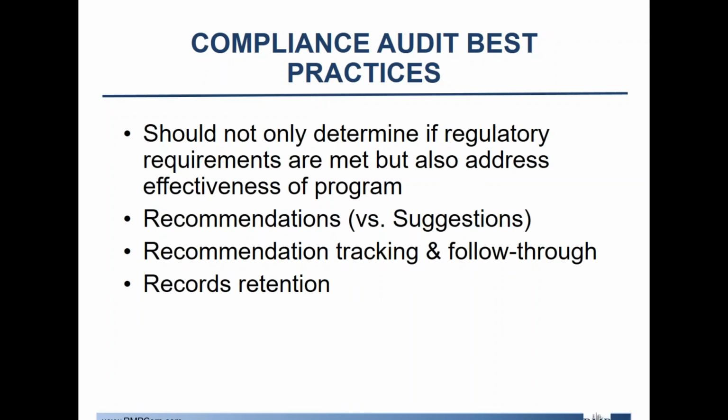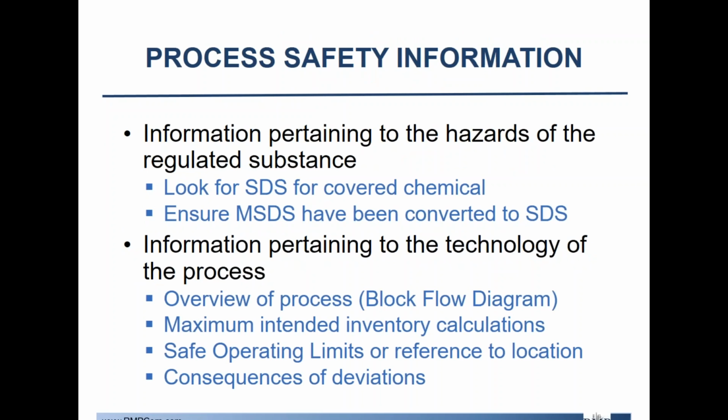Thank you, Alex. Okay, so I'm going to go over some of the common elements within the compliance audit that should be looked at. The first one is process safety information. There are three main elements here. Information pertaining to the hazards of the regulated substance. For this, you can look for the SDS for the covered chemical, and also ensure that the MSDS has been converted to an SDS. The Hazard Communication Standard in 2012 requires that the MSDS be updated to an SDS.